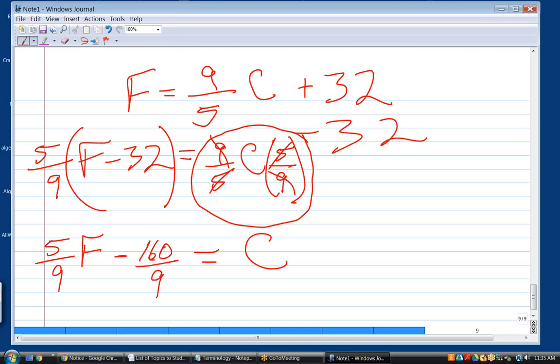169. Okay. So now if I told you that the temperature was 72 degrees in here, you could immediately solve that, substituting 72 for F, and you would have what the centigrade temperature was. Cool. Okay. All right.